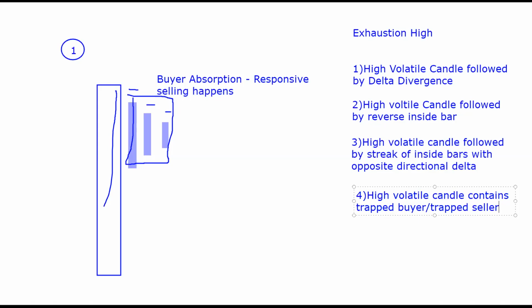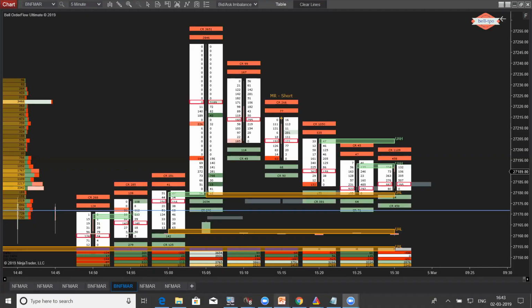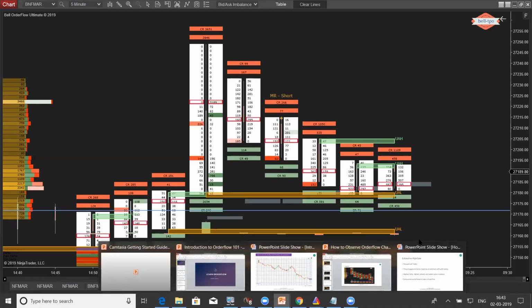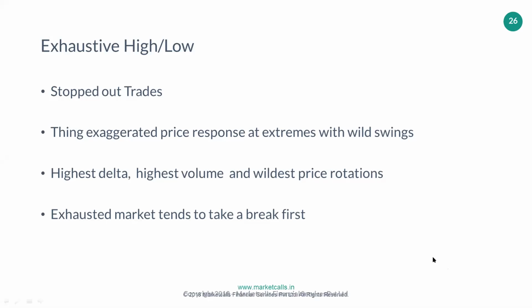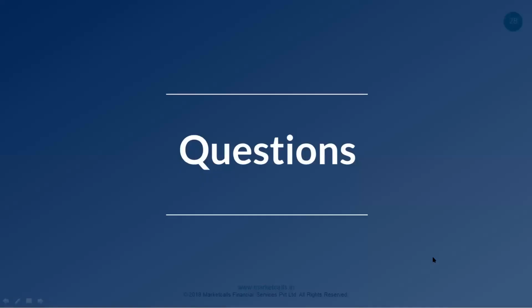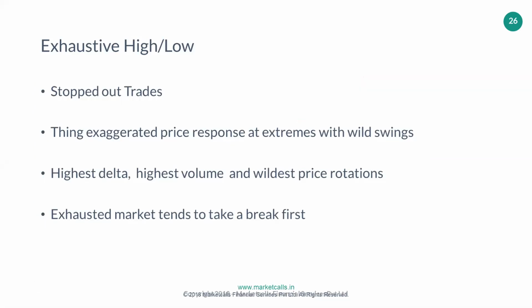Maybe we'll look into some more examples of exhaustion high tomorrow, some of the examples from Bank Nifty February. I'll try to load it for you in tomorrow's session. Let's get back to the screen and we'll discuss a couple more contexts. So that's exhaustion high.